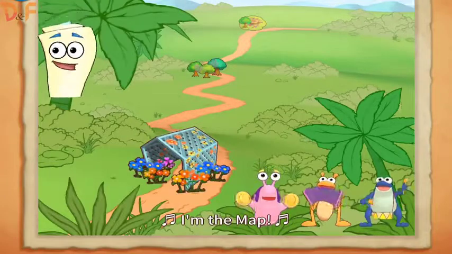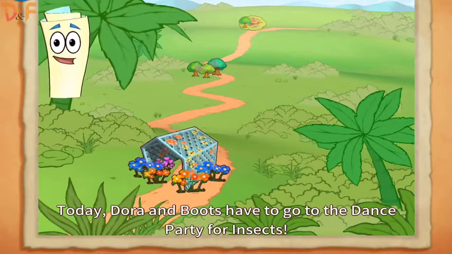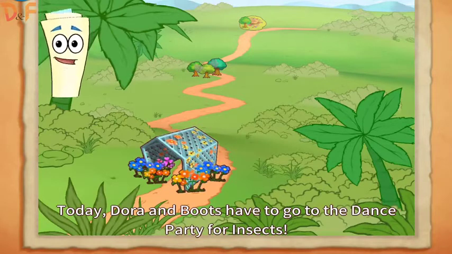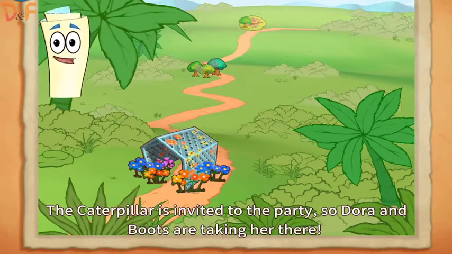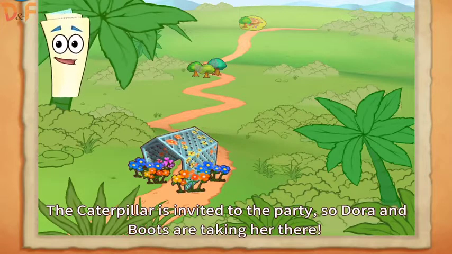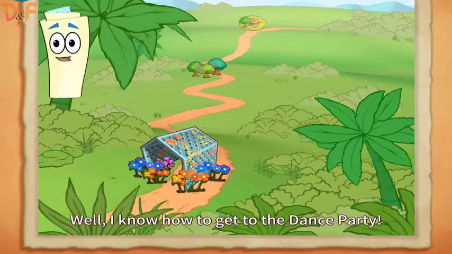I'm the map. Today, Dora and Boots have to go to the dance party for insects. The caterpillar is invited to the party, so Dora and Boots are taking her there. Well, I know how to get to the dance party.